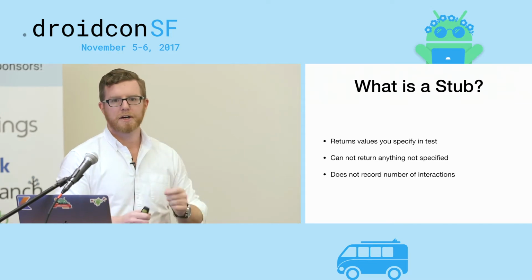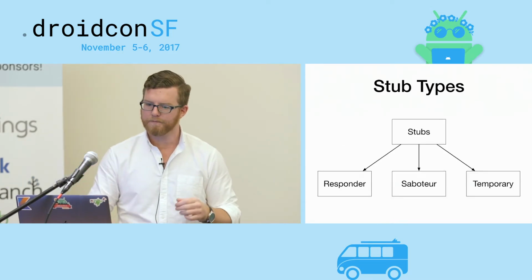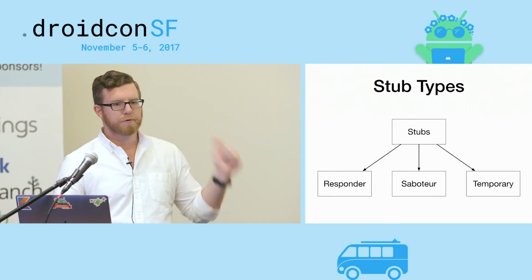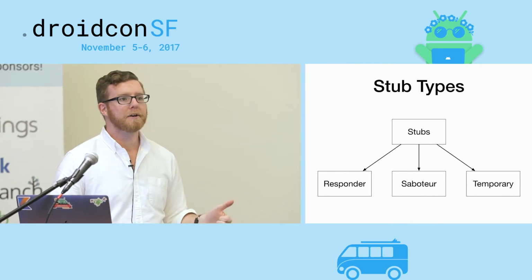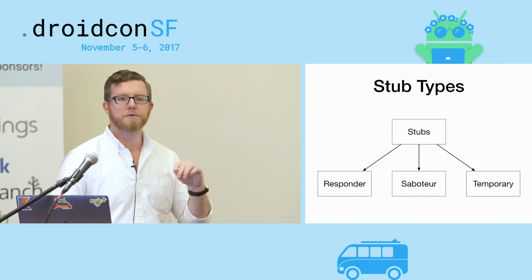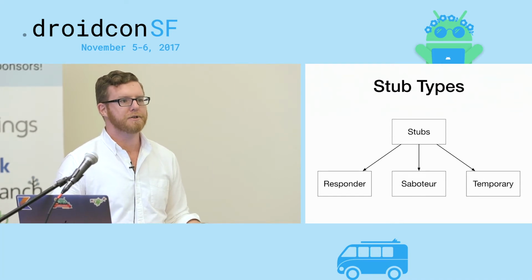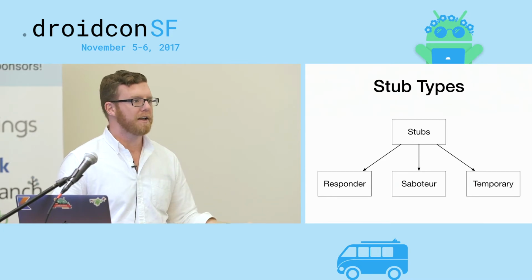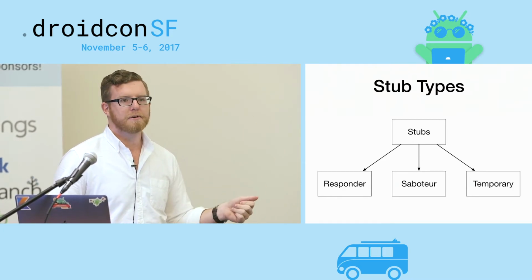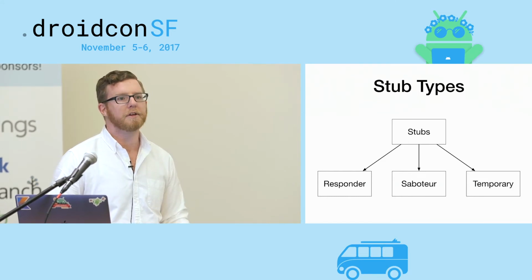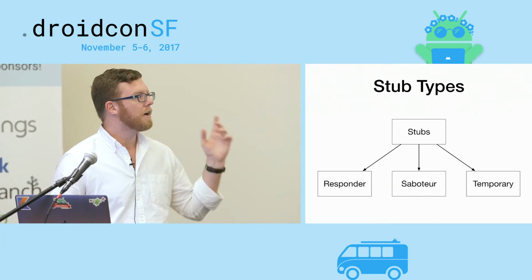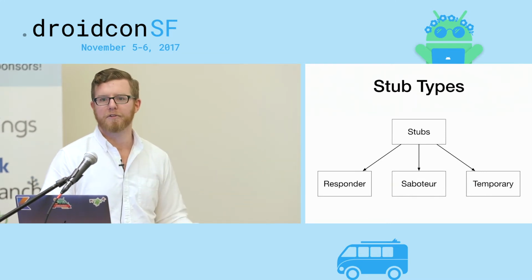Now, like mocks, stubs also have several subtypes. For stubs, we have responder, saboteur, and temporary. The responder type is basically used to test the happy path in your application. So you're giving back valid data and you want to test that path in your code. The saboteur is on the other side, so you want to test the unhappy path. So you want to throw an exception, or return some invalid data. A saboteur is the name for that type of stub.